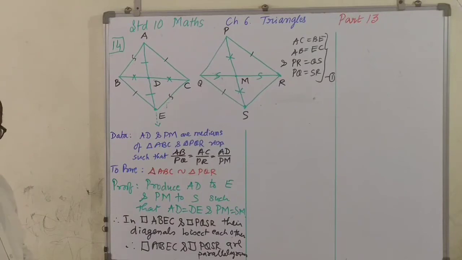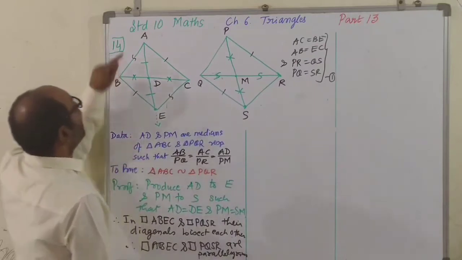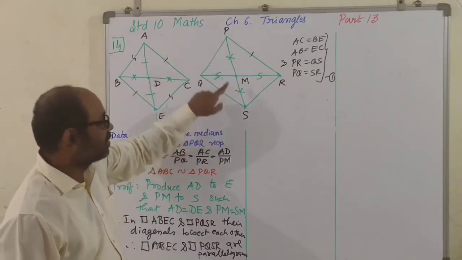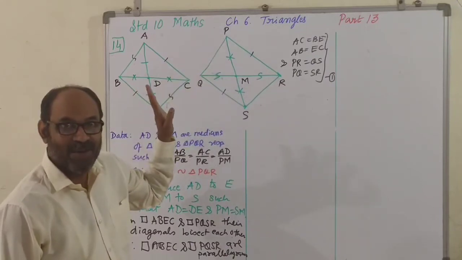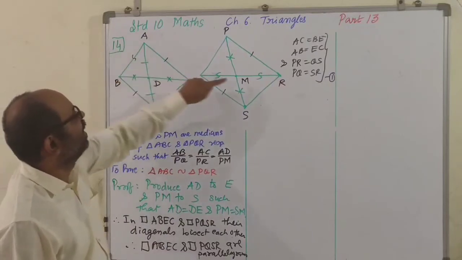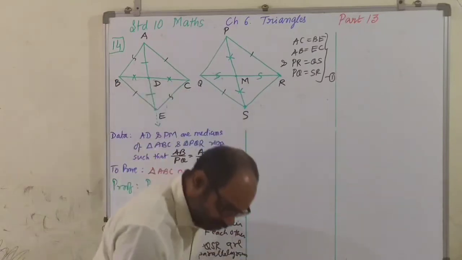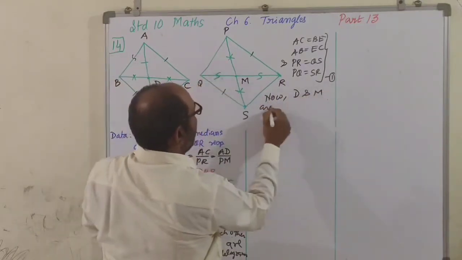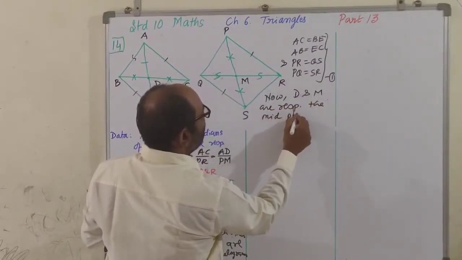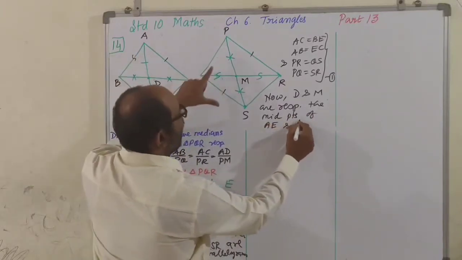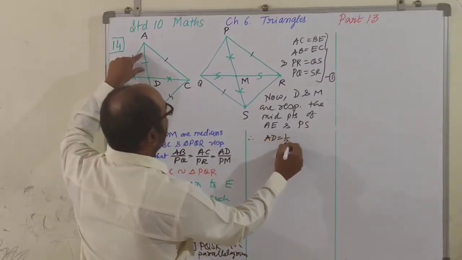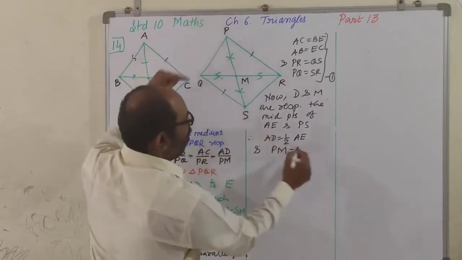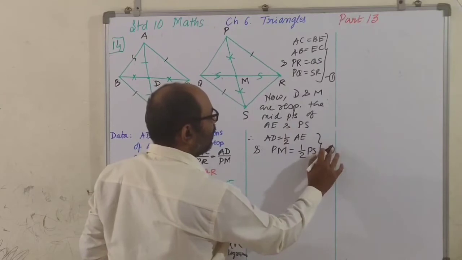Now AE has the point D, because the diagonal is bisected. PS has the midpoint M because it is the diagonal of a parallelogram. So you can say D is the midpoint of AE and M is the midpoint of PS. Now D and M are respectively the midpoints of AE and PS. Therefore, AD is equal to half of AE and PM is half of PS. Let's call this combined result 2.